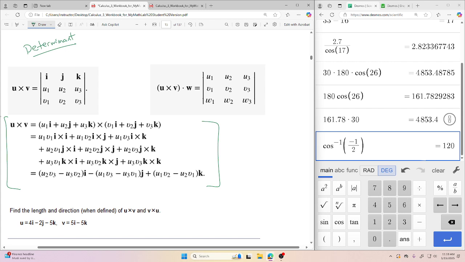We're going to learn how to do cross products in this messy looking thing.